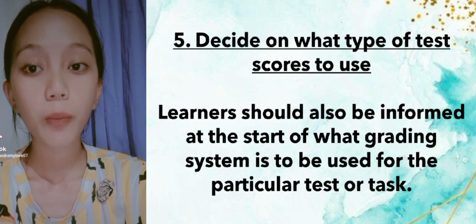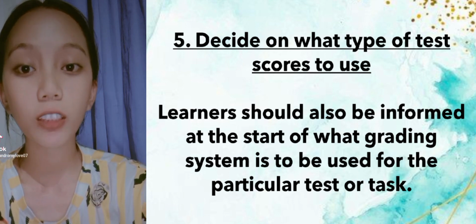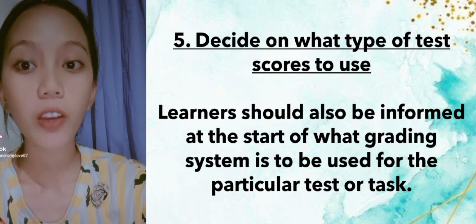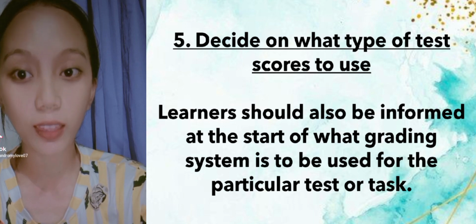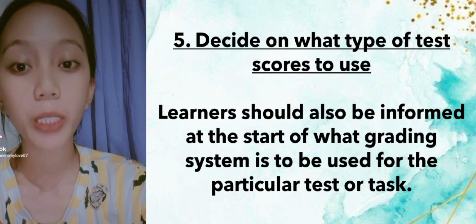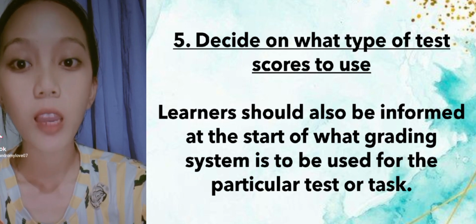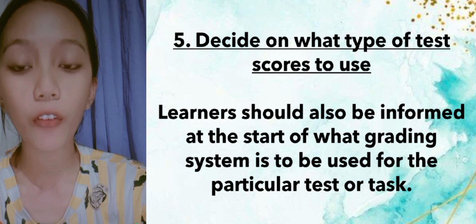The last step in grading a test or performance task is to decide on what type of test scores to use. As discussed earlier, there are different ways by which students' learning can be measured and presented. Performance in a particular test can be measured and reported through raw scores, percentage scores, criterion-referenced scores, or norm-referenced scores.